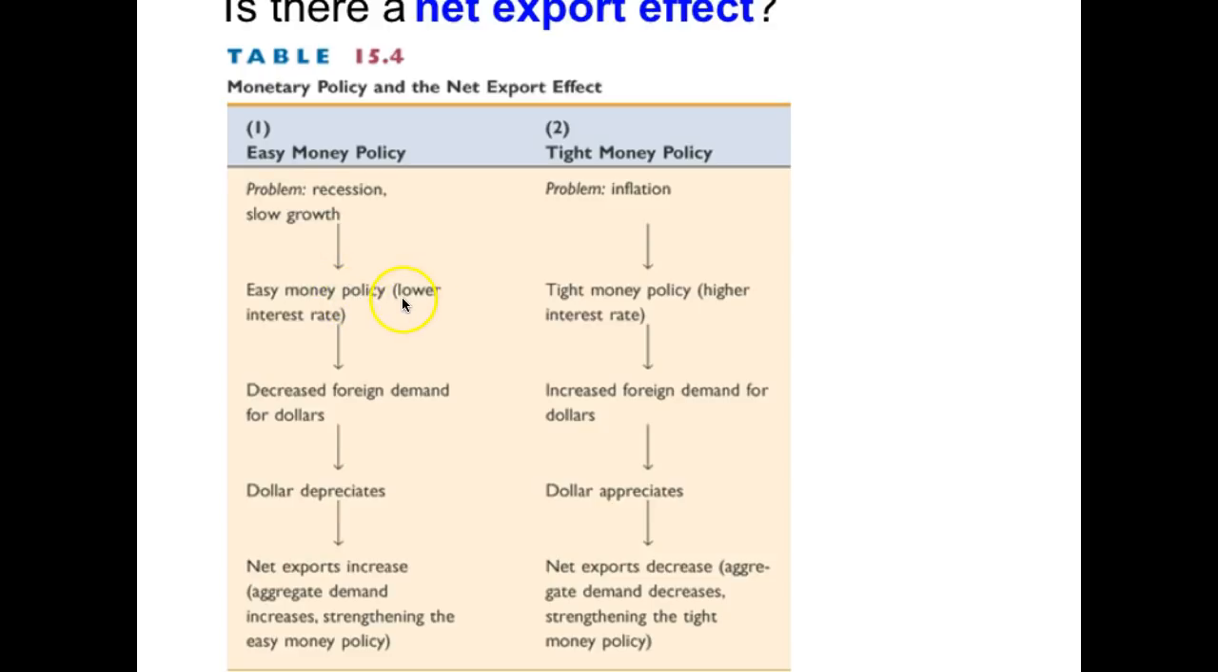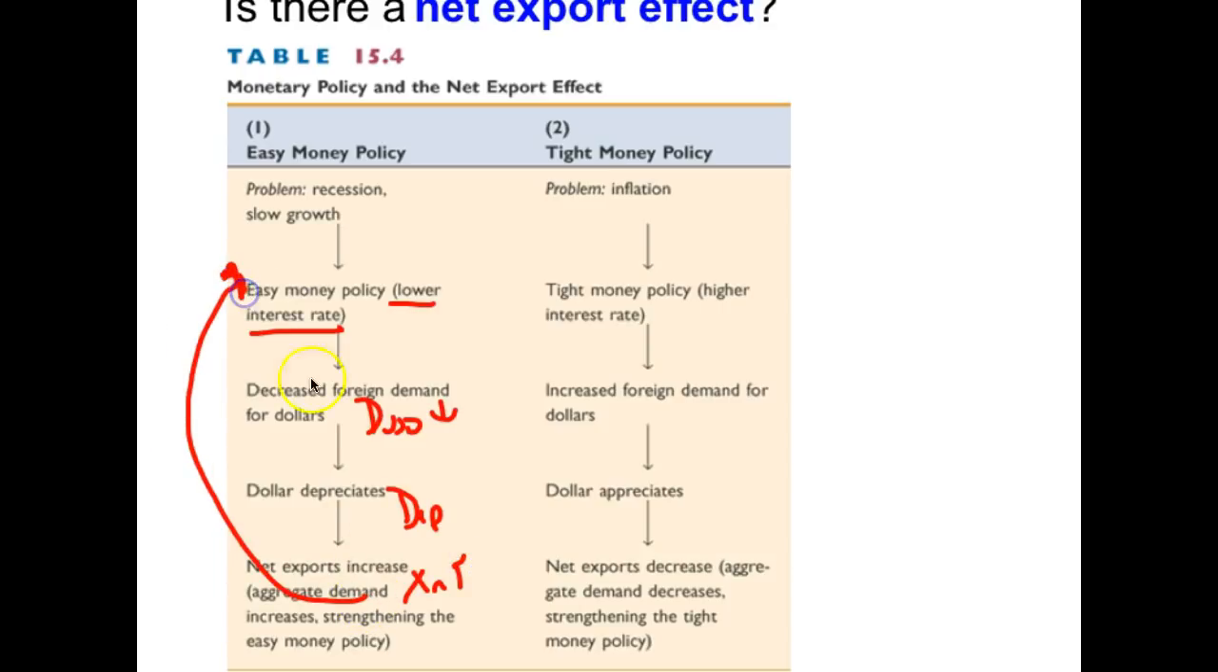We use an easy money policy, unlike fiscal policies, which drive up interest rates. Expansionary monetary policies reduce interest rates. So fiscal policies are driving up interest rates, causing a net export effect, but easy money policies are driving down interest rates, and that drives down foreign demand for the US dollar. The dollar depreciates, and our net exports increase, and then we can go back and check, oh yeah, that's what we wanted. We wanted higher aggregate demand, so that's good.